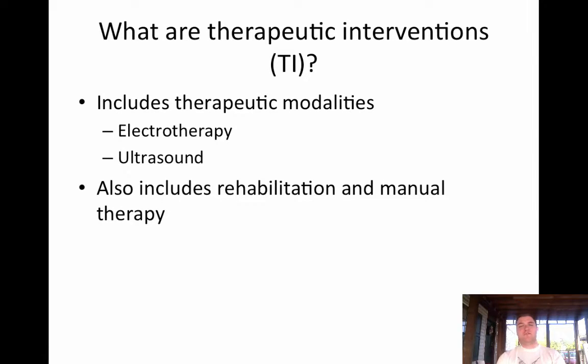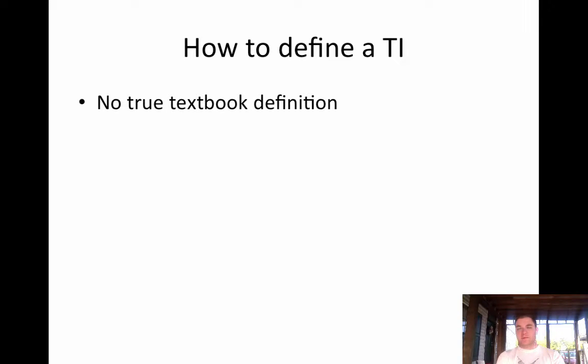What is a therapeutic intervention? Well, it's really anything, honestly. It includes therapeutic modalities, which are things such as electrotherapy and ultrasound. In electrotherapy, you can break that down into interferential current, microcurrent, TENS units, all these different things that we'll discuss a little bit later on in the semester. It also includes rehabilitation or rehab and manual therapy of patients. I feel like my expertise is within the manual therapy realm, especially the Mulligan concept, which we'll hit later on in the semester.